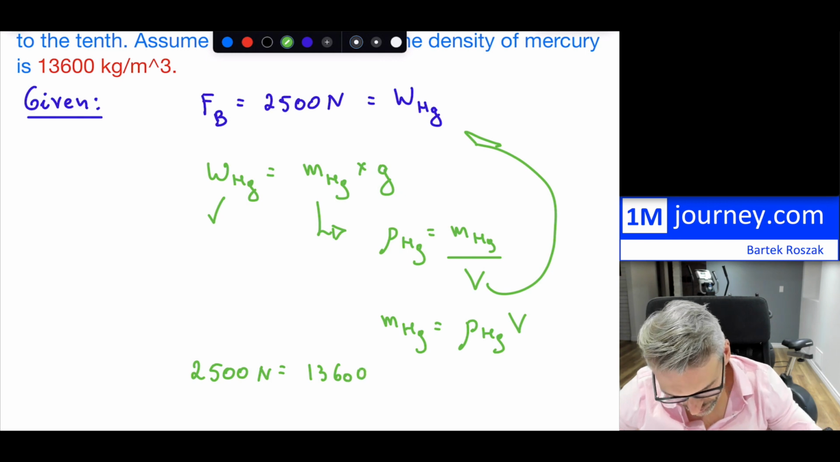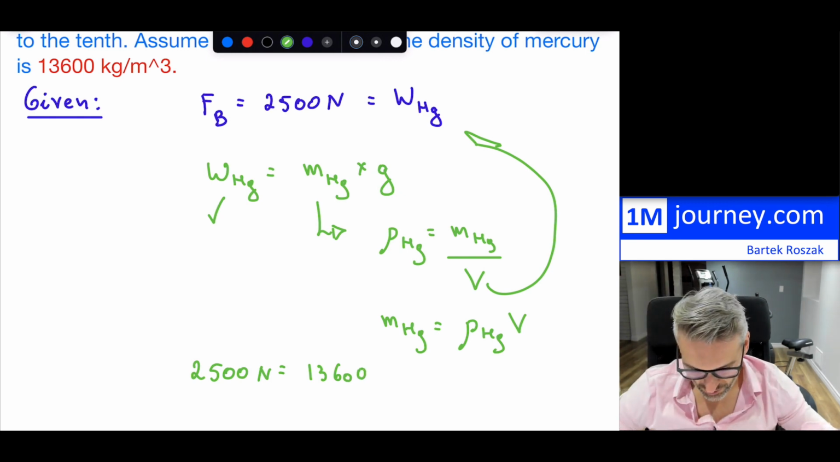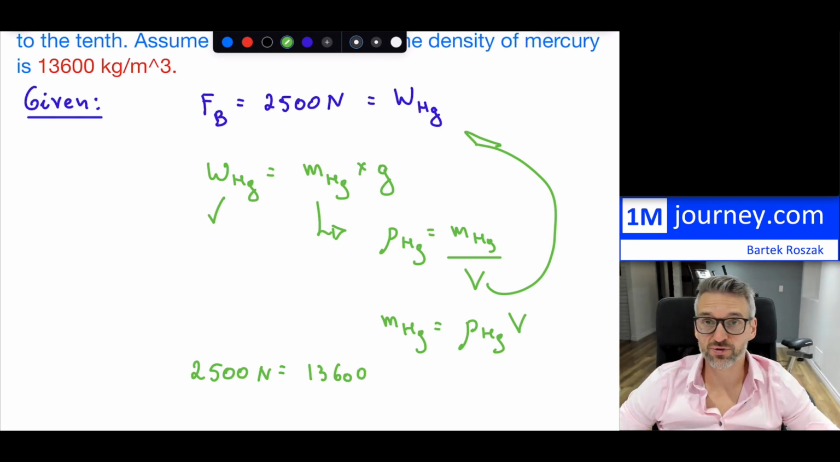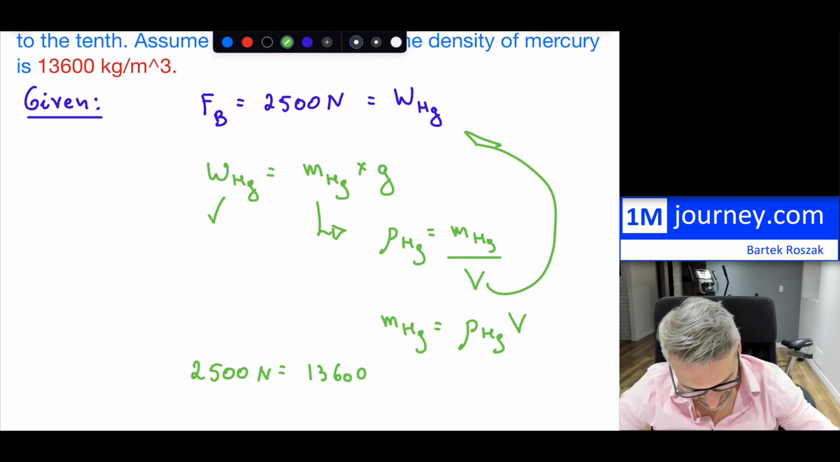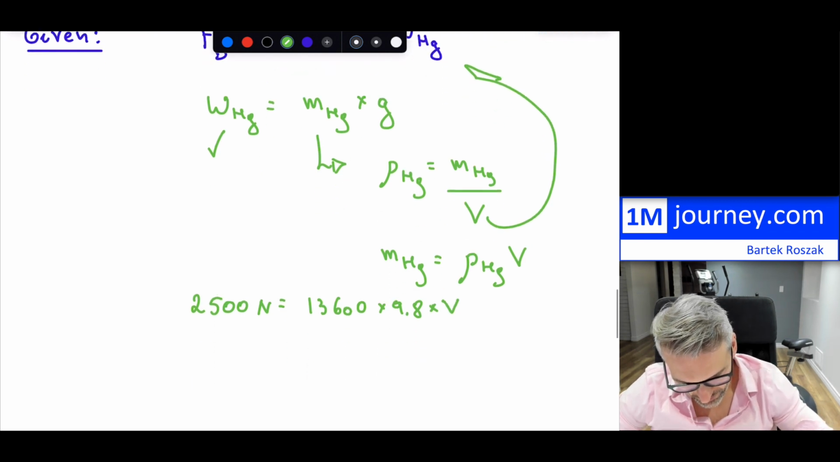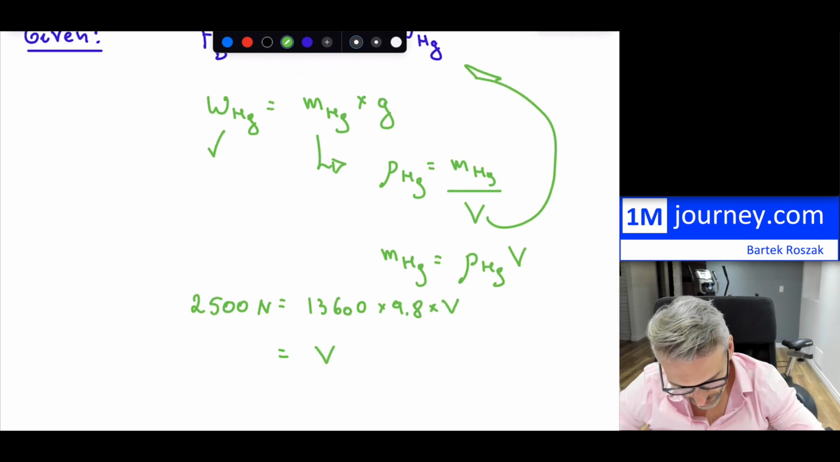I'm going to start dropping, so this is in kilograms per meters cubed, so we want everything to be in metric SI standards. So that's the density that I have, times whatever volume it is, and times gravity. Now gravity is 9.8, and then times the volume which we're trying to find. So I can certainly solve for volume.